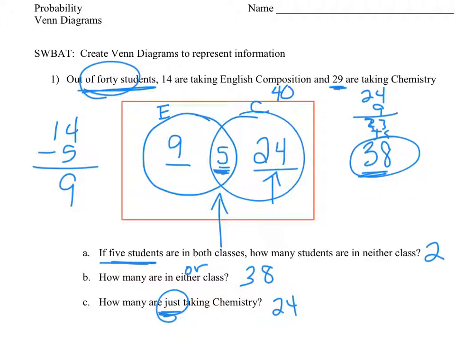All right, so it's just a nice organization kind of thing. Oh, and this 2 right here would go out here, meaning they're not in either class, so that when you add up all of these numbers together, you should get 40.